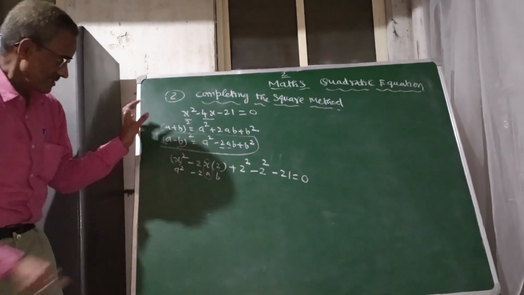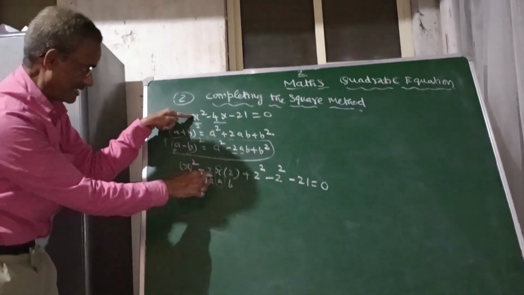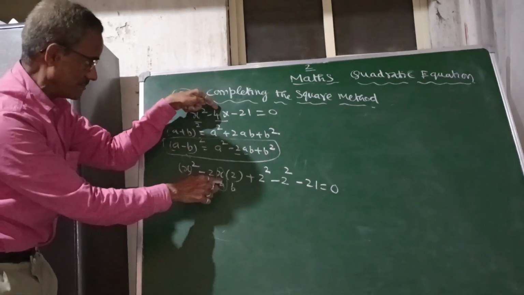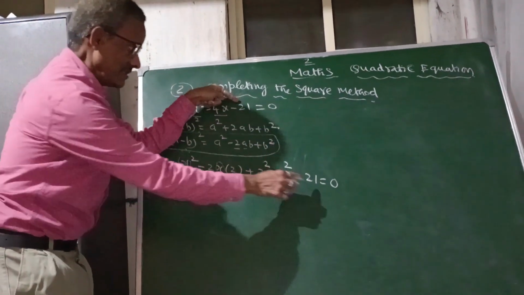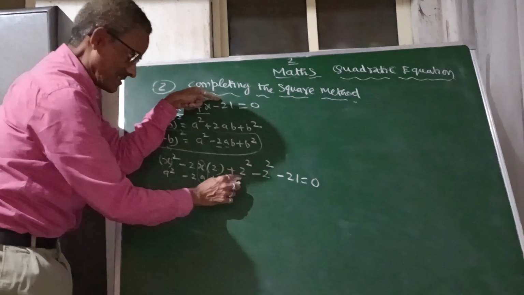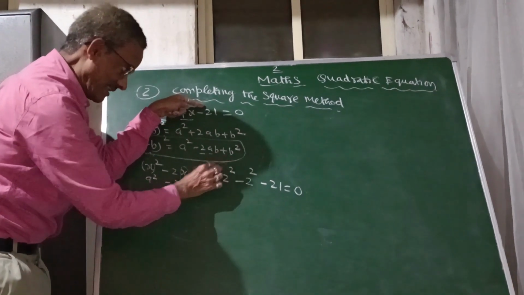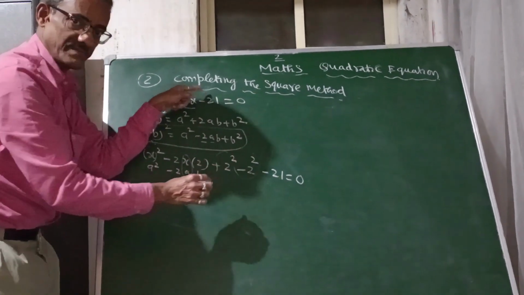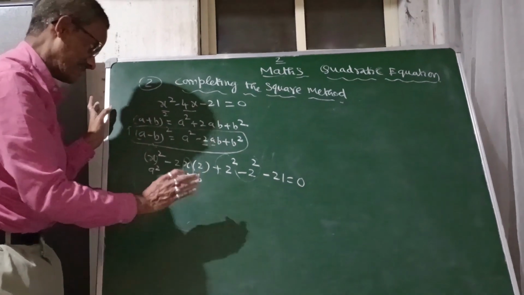Nothing, because x square is the same, 2 into 2 minus 4x is the same, and minus 21 I write here. The 2 square I extra added, the same thing I also subtracted. So the value does not change.